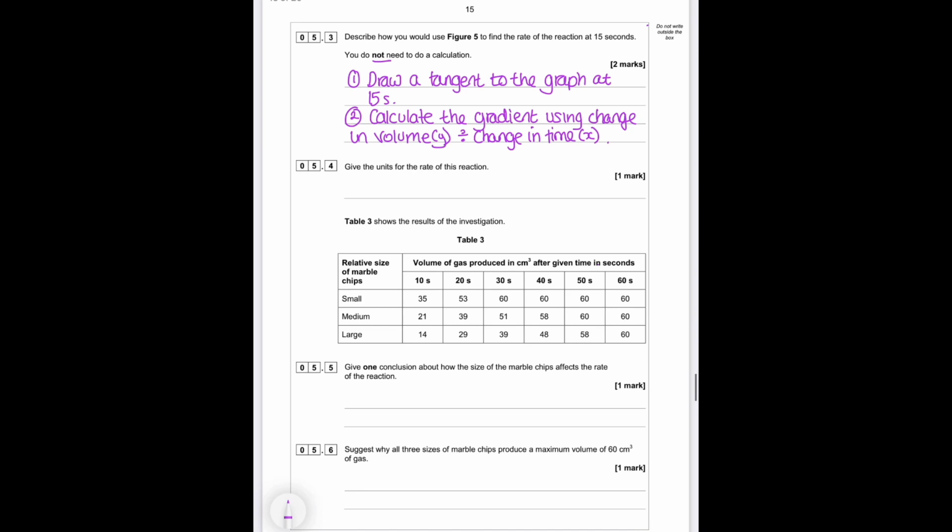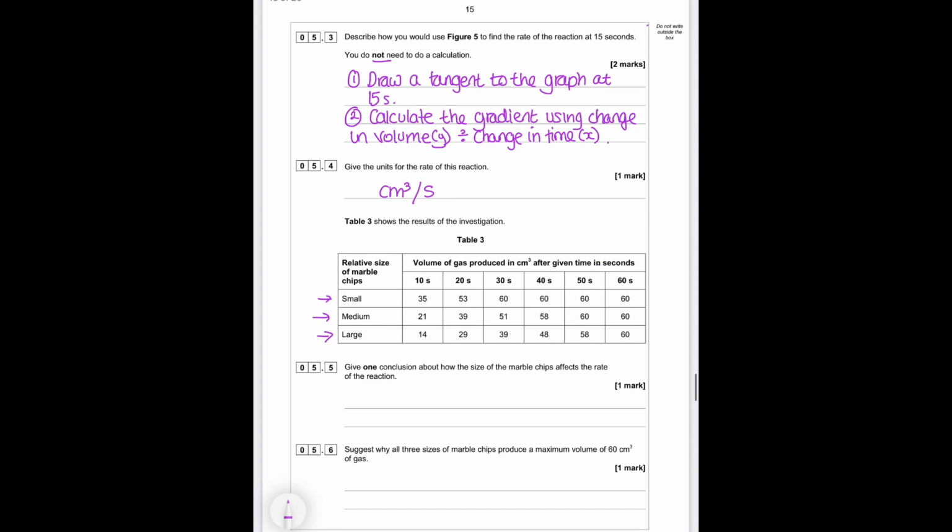Then we've got to give the units for the rate of this reaction. Because we're doing volume, which is in centimetres cubed, divided by time taken, which is in seconds, our unit is centimetres cubed per second. Then we have a table of results of an investigation which was done with different sized marble chips. So we had small, medium, and large, and the volume of gas that's produced at different time intervals for each.